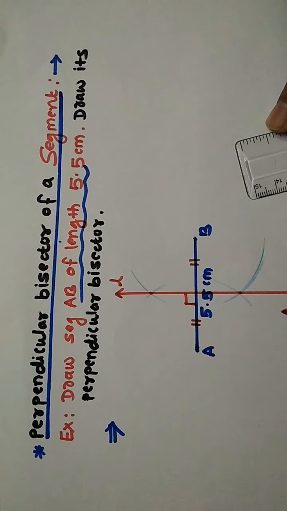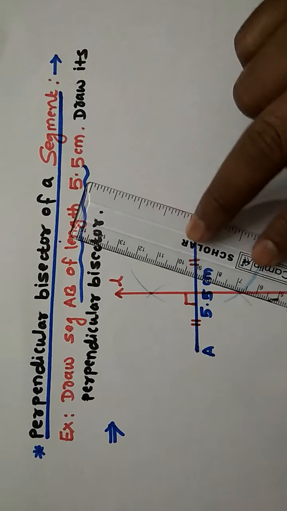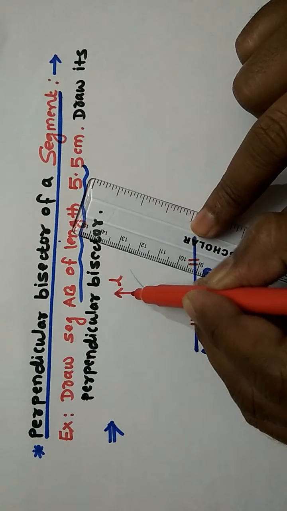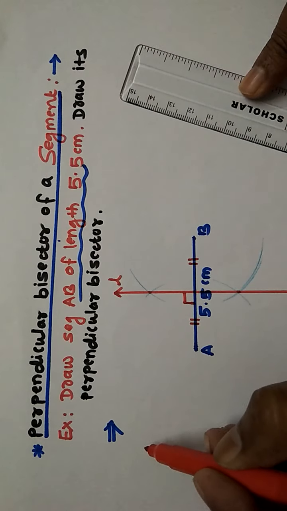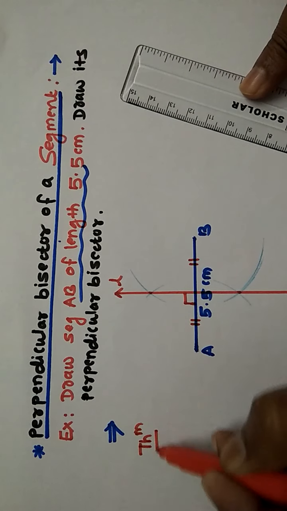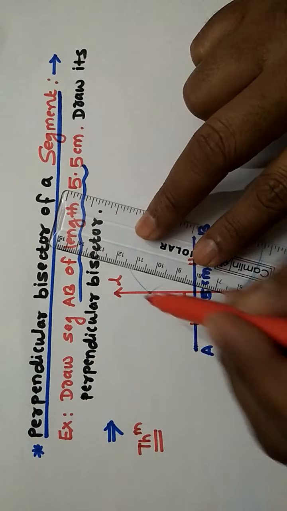Also remember that we use the perpendicular bisector theorem. What is the statement of that theorem? See here. We revise the perpendicular bisector theorem. We also use this theorem in practice set 4.1.